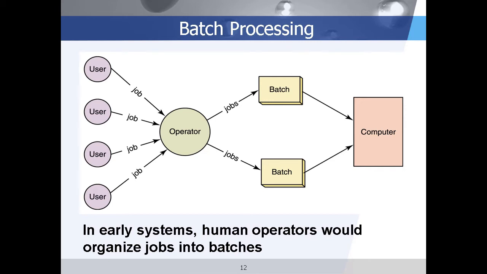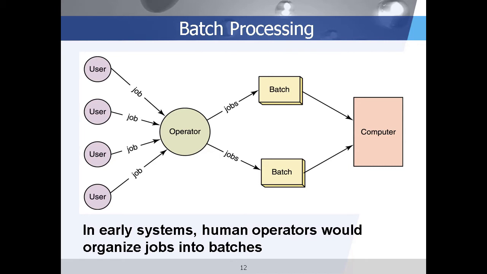And in the batch processing system, we have one human operator who is responsible for managing the jobs. So we have a group of jobs, and the operator will manage the jobs into batches. And the jobs will not go into the computer one by one. They will actually go into the computer batch by batch. So each batch includes several jobs. This system is designed to improve the utilization of the system.